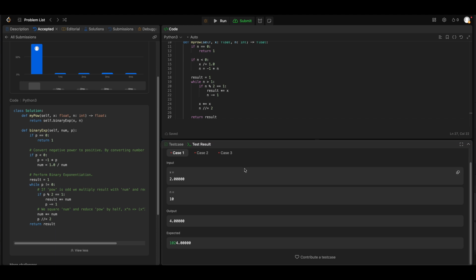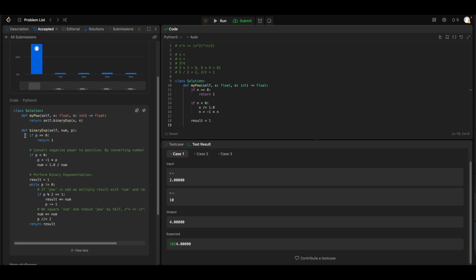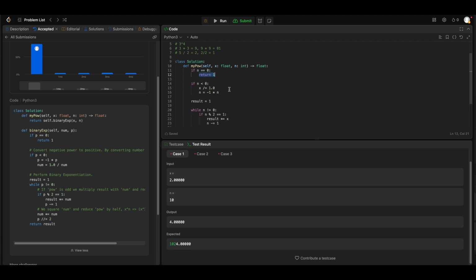Right? No, still something is wrong. Let's see what that is. Yeah, I guess I need to do it until n is not 0, which is, to be honest, same as previous, but yeah. Actually, let's check this line by line. If p is equal to 0, then we need to return 1, because anything to the power 0 is 1.